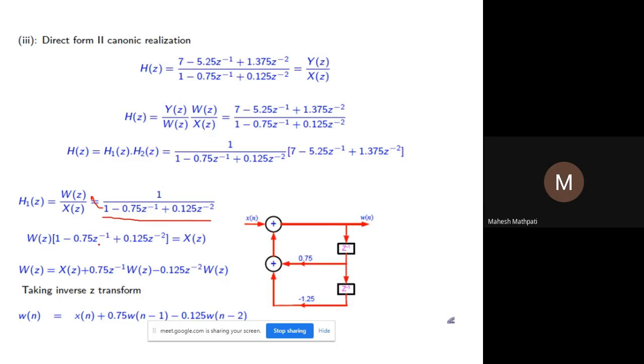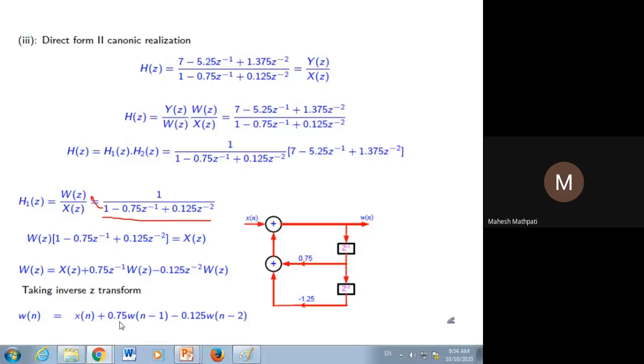So (1 − 0.75 z⁻¹ + 0.125 z⁻²) W(z) = X(z). Now this W(z), he is taking the term X(z) and W(z) on the other side. By applying inverse z-transform, we will get w(n) = x(n) + 0.75 w(n−1) − 0.125 w(n−2).